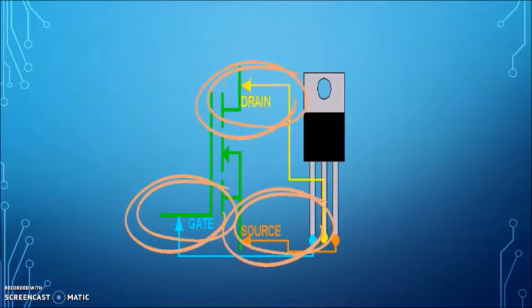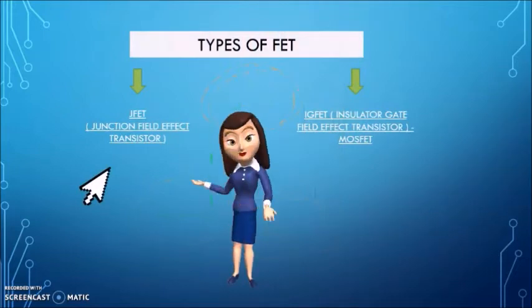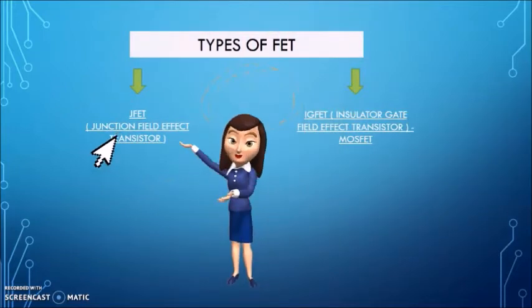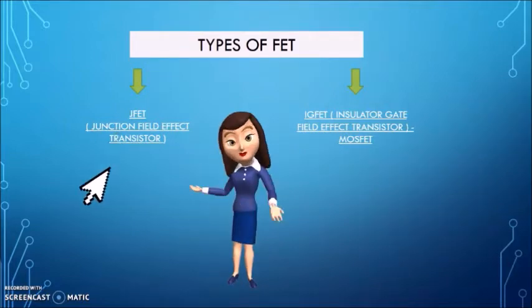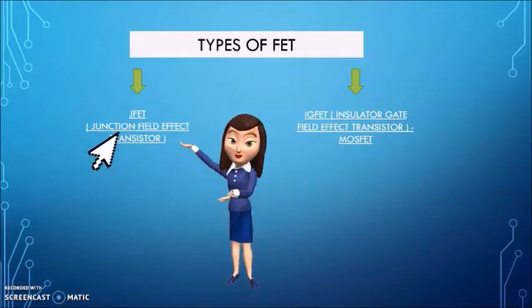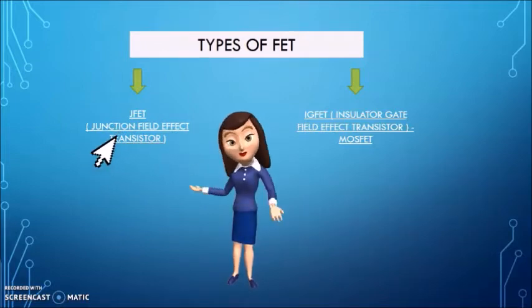The diagram labels the three terminals. There are two types of field effect transistor, which are junction field effect transistor, JFET, and insulated gate field effect transistor, IGFET. Commonly used is MOSFET, metal oxide semiconductor field effect transistor.